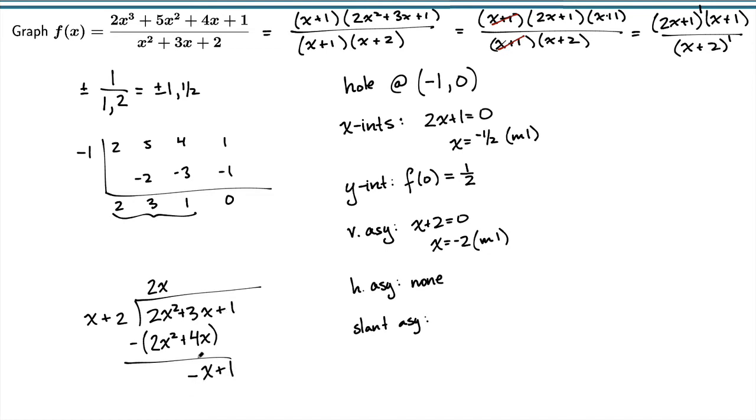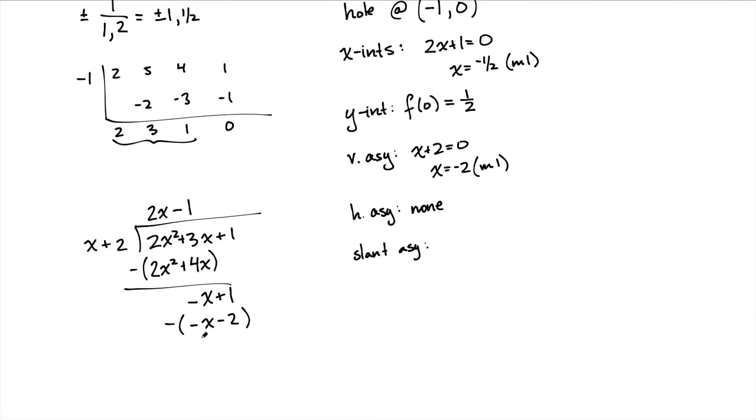And then we do it again. Negative x divided by x is negative 1. And negative 1 times that divisor is negative x minus 2. And we subtract, and the negative x's cancel. We have 1 minus negative 2, which is 3. Now this has a degree less than the divisor, so we know we're done. And the slant asymptote is simply this quotient. So our slant asymptote is y equals 2x minus 1.